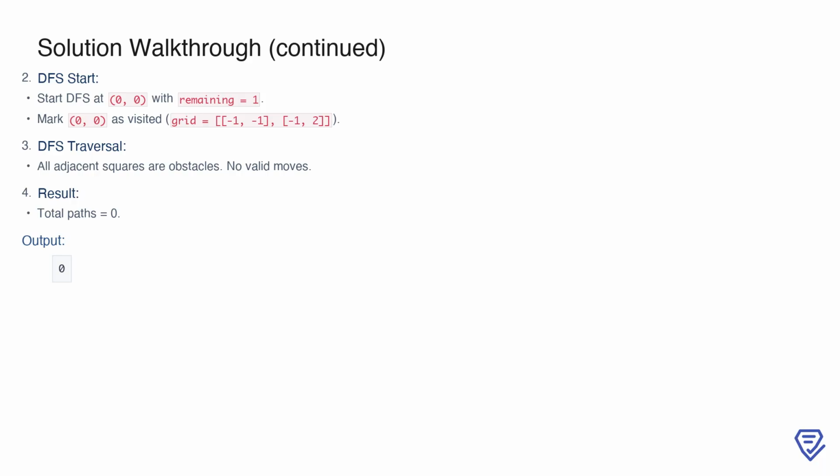start. We mark 0, 0 as visited, but all adjacent squares are either obstacles or out of bounds. This means there are no valid moves, and the DFS terminates immediately. As a result, the total number of unique paths is 0, and the output for this input grid is 0.